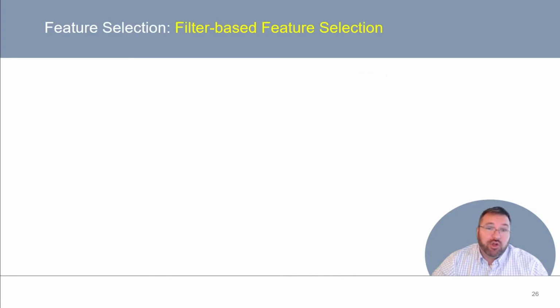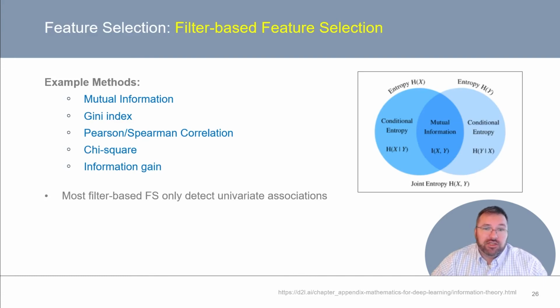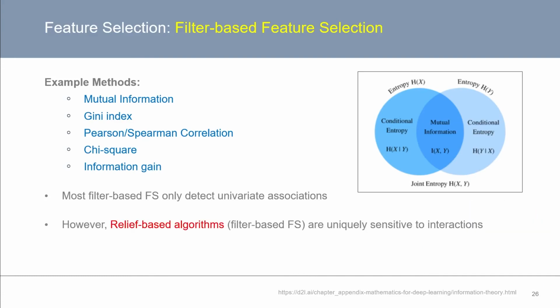Let's briefly take a closer look at filter-based feature selection methods. Here's a list including some additional example methods, with mutual information illustrated on the right. Note that most filter-based feature selection methods are only capable of detecting simple univariate associations. However, there is one group of filter-based feature selection methods, called relief-based algorithms, that are uniquely sensitive to both univariate associations as well as multivariate feature interactions.